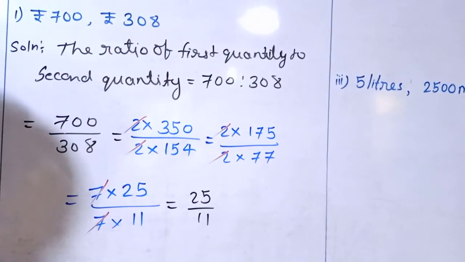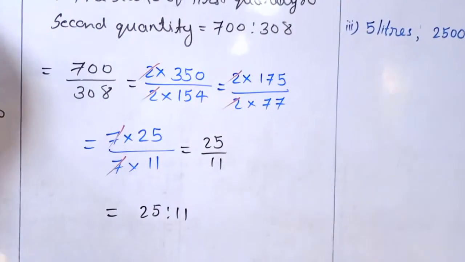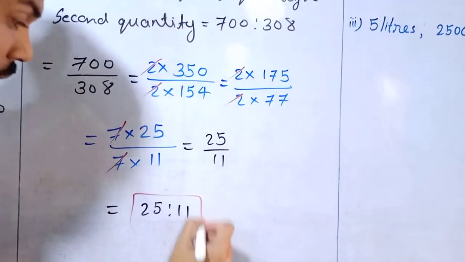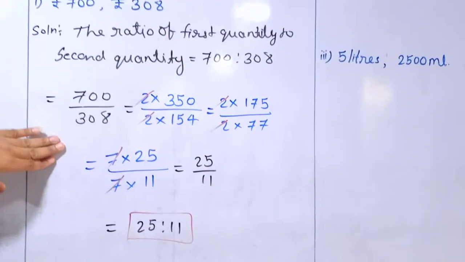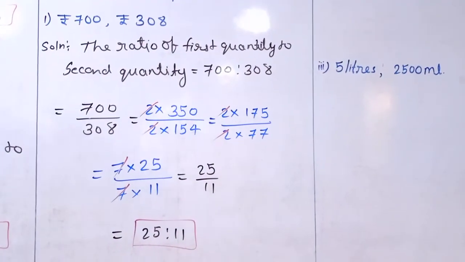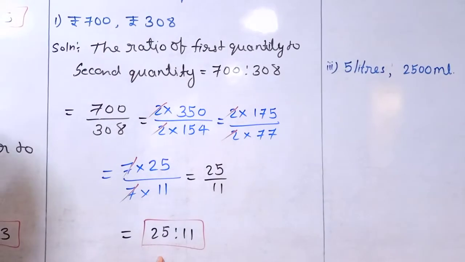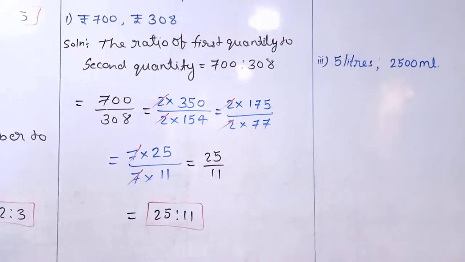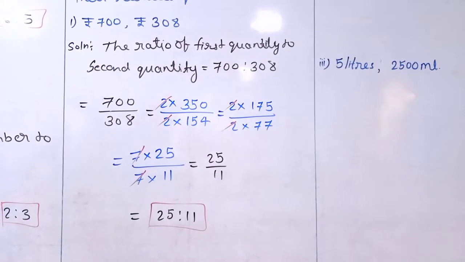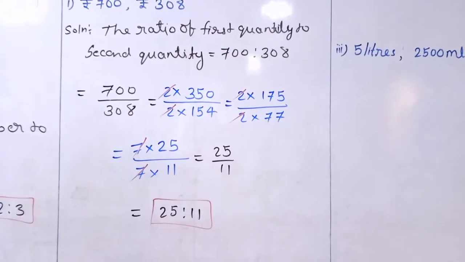We can write it as 25 is to 11, and this is our final answer. So this way we find the ratio of the first quantity to the second quantity. And as we learned, the final ratio of the given quantities should be unitless, so here we should not mention the unit. Move on to the next sum.